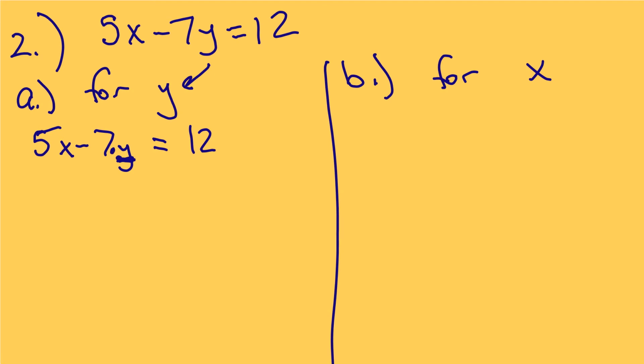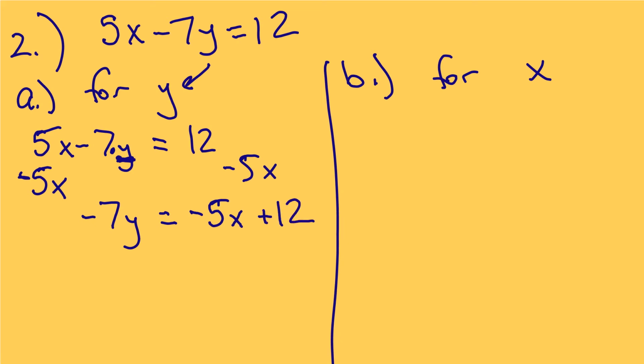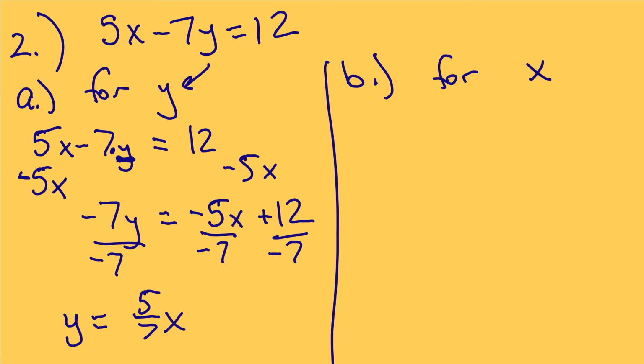Now, remember, that's minus 7 times y, so I have to get rid of the 5x first. So I subtract 5x from both sides. I get minus 7y, or the negative 7y, equals, and I'm just going to write the x first. It doesn't matter. You could do 12 minus 5x. Doesn't matter the order, but I just like to have my variable first. Now I'm going to divide everything by negative 7. You could use two small division bars, or you can use one big division bar. It doesn't really matter as long as you know negative 7 divides by both of them. I end up with y equals 5/7 x minus 12/7. Done.